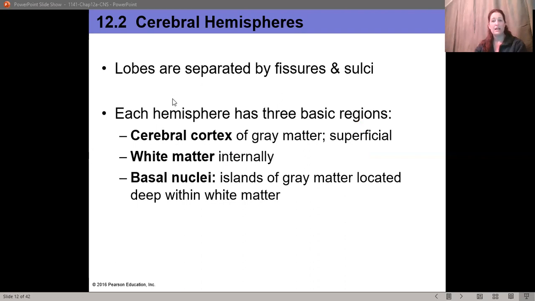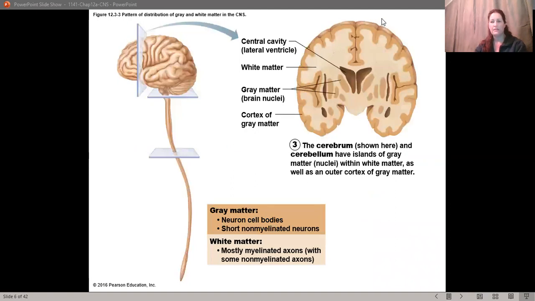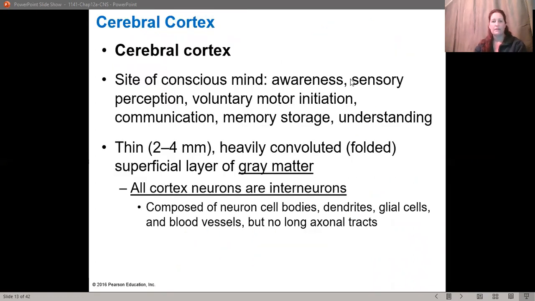Okay. Each hemisphere, so right and left, has a cerebral cortex. That is that outermost layer of gray matter, then white matter, and basal nuclei. So that's from here, where each lobe has gray matter on the outermost surface, white matter deep, and then these basal nuclei, which are clusters of cell bodies located within the cerebrum. Okay, so now we're going to talk about the cerebral cortex.